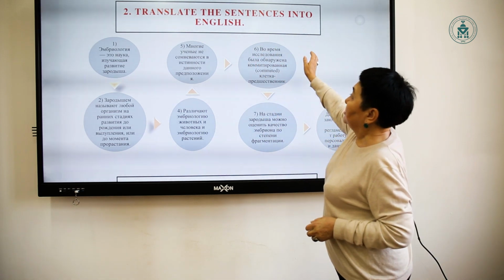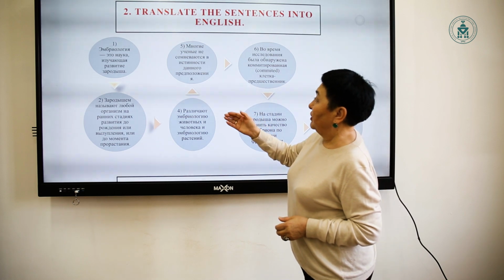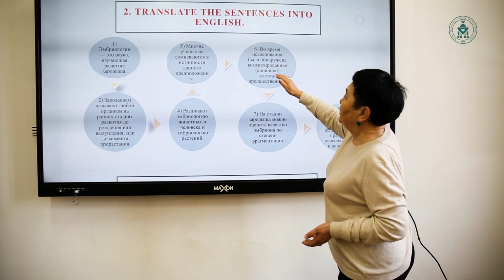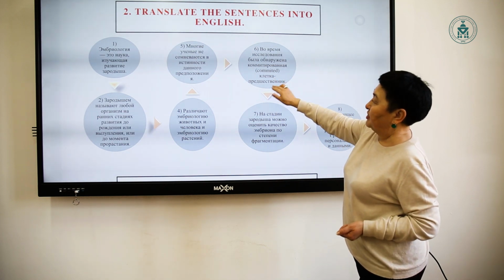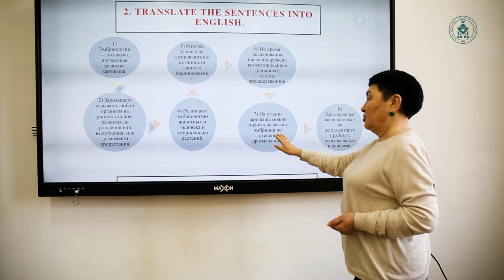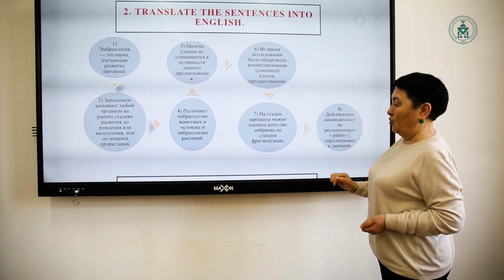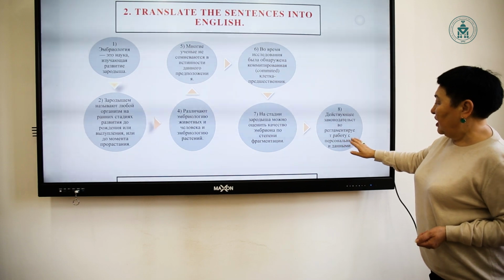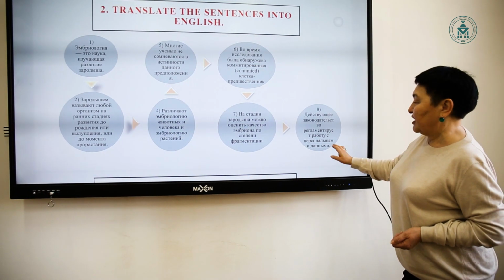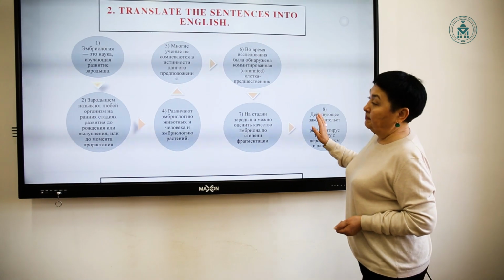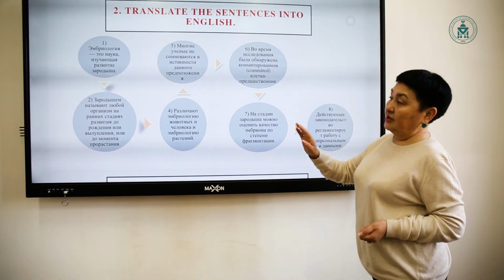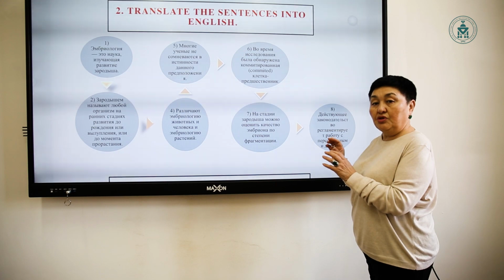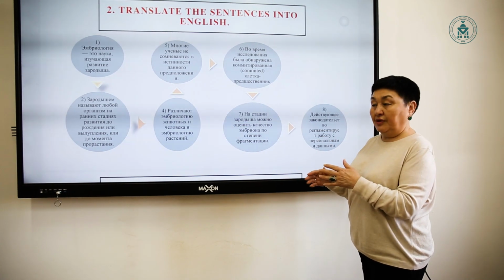Translate the sentences into English. For example, во время исследования было обнаружено коммитированное, committed cell, предшественник, yes? На стадии зародыша можно оценить качество эмбриона по степени фрагментации. Действующее законодательство регламентирует работу с персональными данными. There are 8 sentences. I think they are key sentences which students should know how to use.